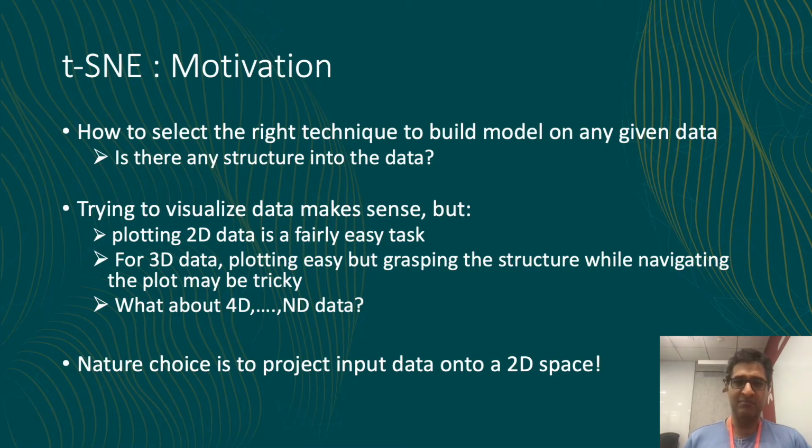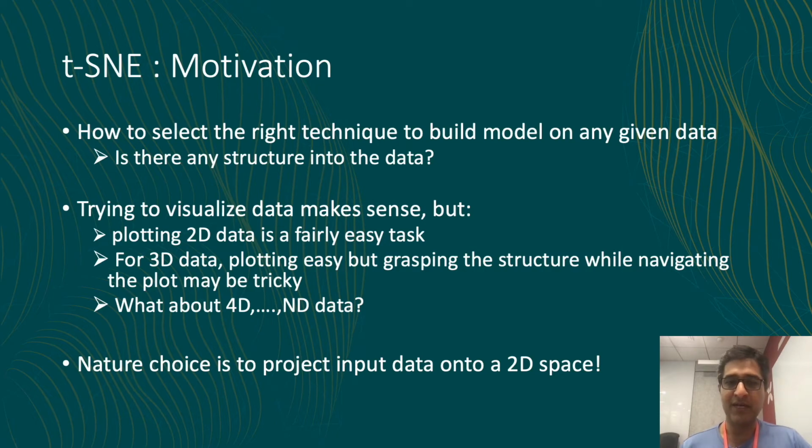But we rarely have problems where you have two or three features at max. Usually there is a much larger number of features. What happens when you have four-dimensional data or n-dimensional data to visualize? What happens then? So the natural choice, or the method adopted, is to project your entire input data into a two-dimensional space. Now that's an interesting concept, but how do you do that, right?